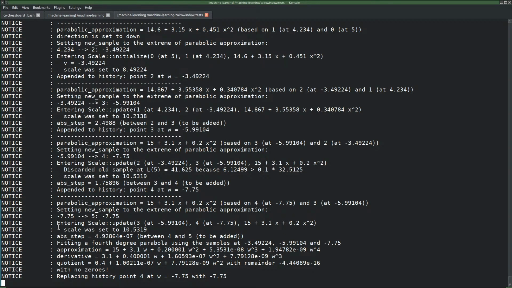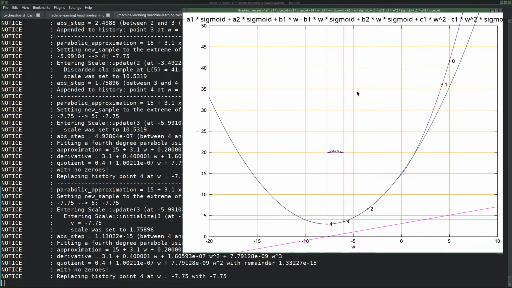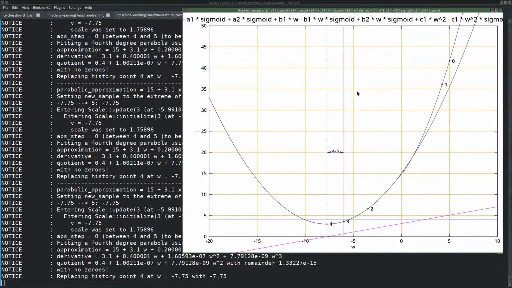And then scale is updated, and then we find that the absolute step is indeed almost nothing. And therefore, we do a fit, which then has no extremes. And that's not good, because we don't know anything else after that. Stuck again. Yep.